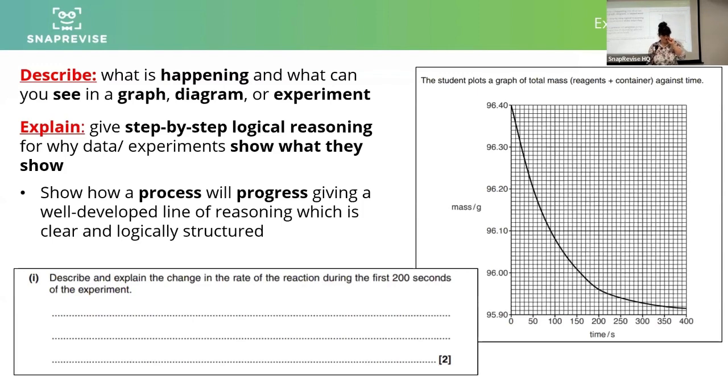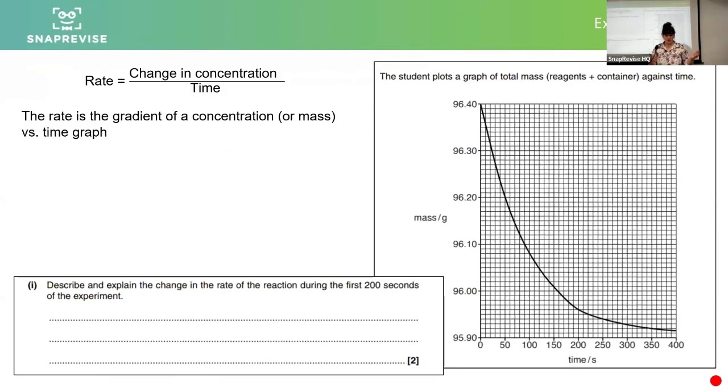So, for example, describe and explain the change in the rate of the reaction during the first 200 seconds of the experiment. Concepts, we're thinking rates of reaction. So the context is rates of reaction, kinetics. My command word is describe and explain. I've got 2 marks, so it'll be 1 mark for each. And then specifically, I've been given a graph to look at that I need to understand and then describe and explain. So what answer might you give?